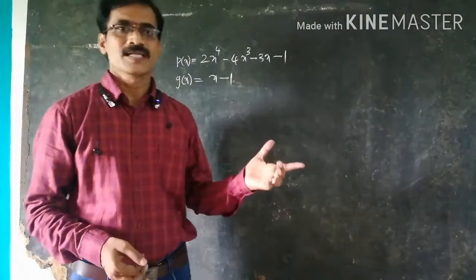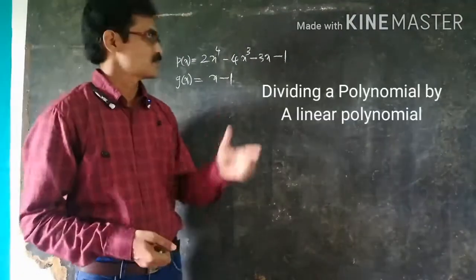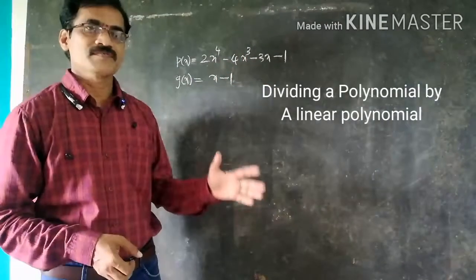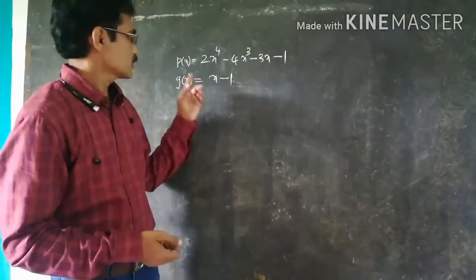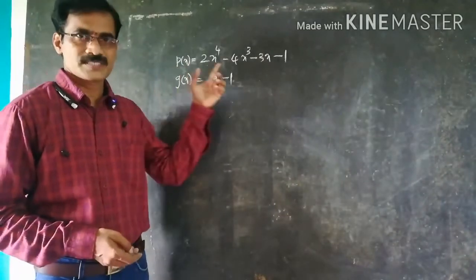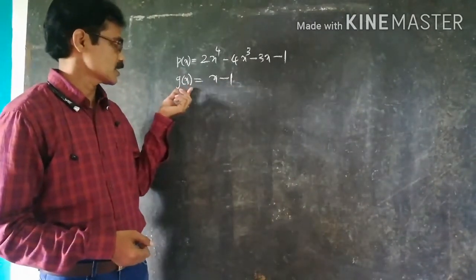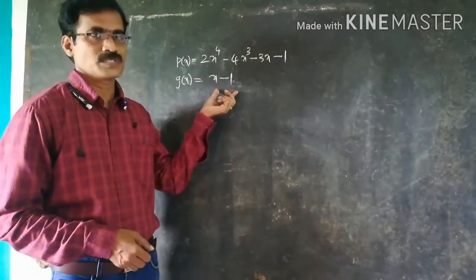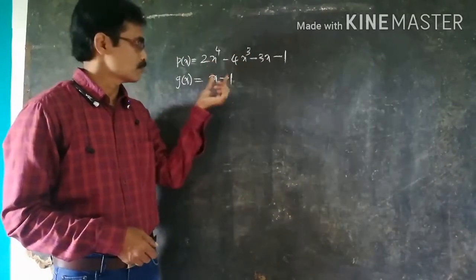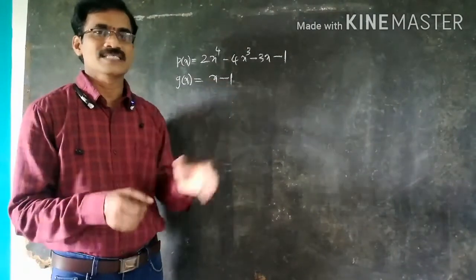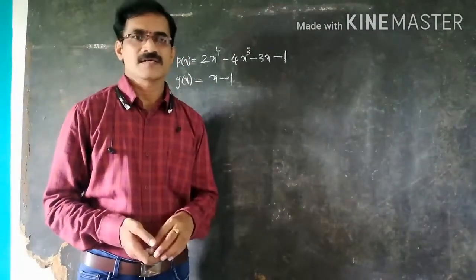How to divide a polynomial by a linear polynomial? We shall take this topic now: dividing a polynomial by a linear polynomial. How to divide these polynomials? An easy way. So here the given polynomial is, let it be p of x, and the linear polynomial by which we are going to divide, let it be g of x. So g of x is equal to x minus 1. P of x is equal to 2x to the 4 minus 4x squared minus 3x minus 1. Now we want to divide this polynomial by this linear polynomial. How to divide easily? By using Vedic mathematics. In Vedic mathematics it is divided very easily. How? Let us see.